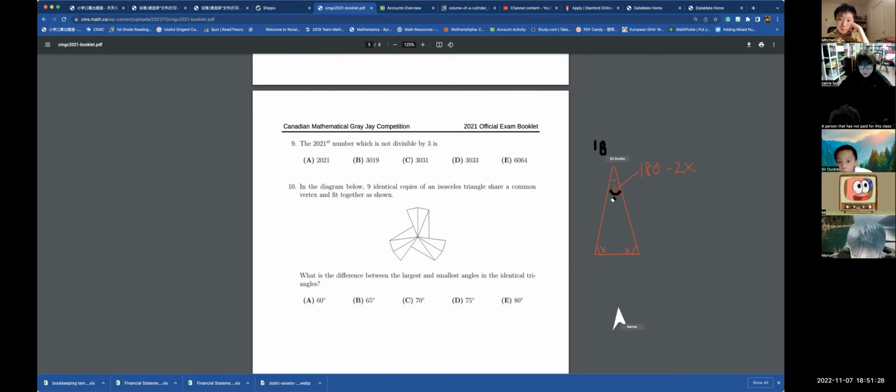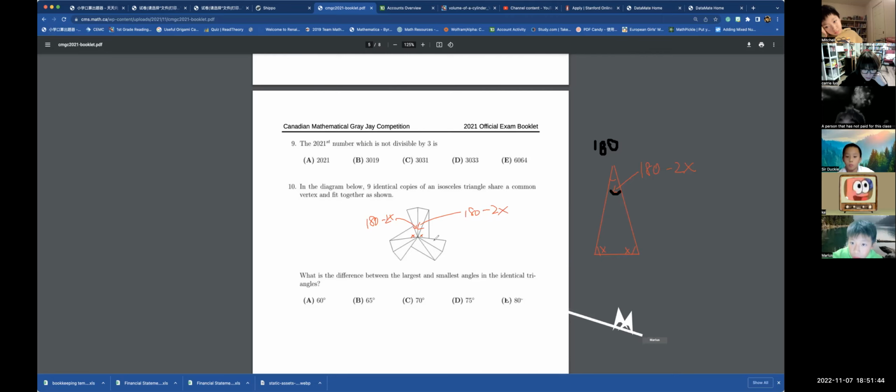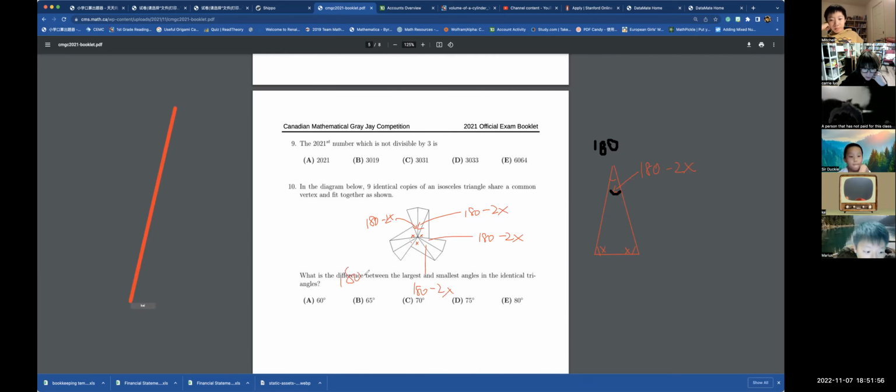We can also, for an easy one, just put it here. So this one is x, right? So this one is 100. This one is 180 minus 2x. This is also 180 minus 2x. This is x, and this is 180 minus 2x. That's a lot. 2x, and this one also x. These two are 180 minus 2x.